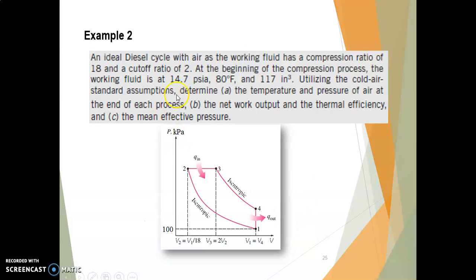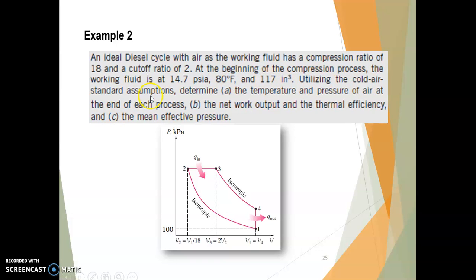This example will help us understand the idea of the diesel cycle. This example is in British units, but we will focus on the procedure, not on the units. From the question, we have an ideal diesel cycle, so we will use the ideal equations if required in our calculation. An ideal diesel cycle with air as the working fluid has a compression ratio of 18 and a given cutoff ratio. At the beginning of the compression process, the pressure equals 14.7, the temperature equals 80, and the volume equals 117.